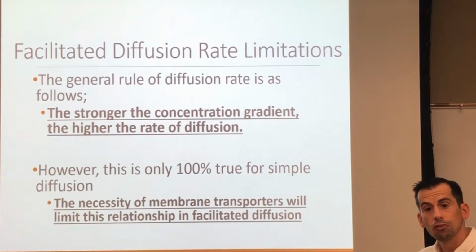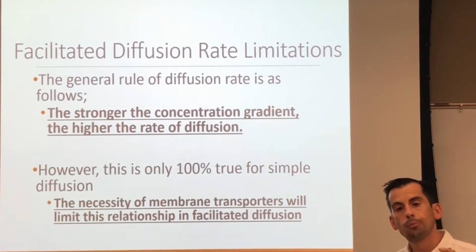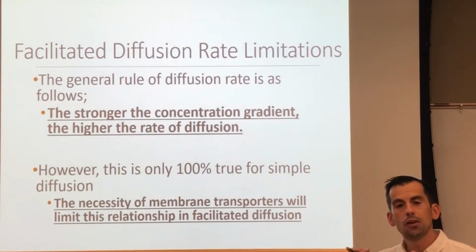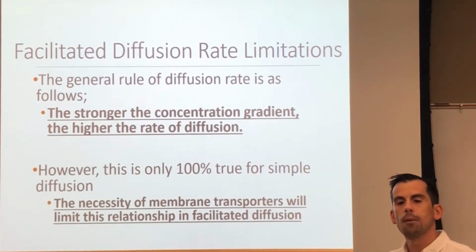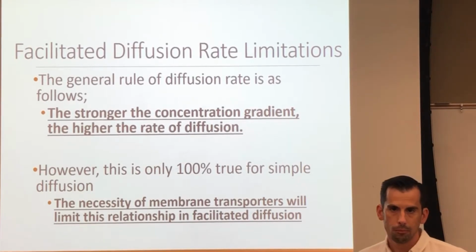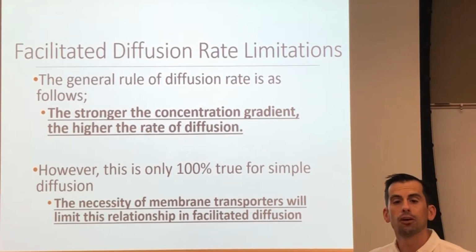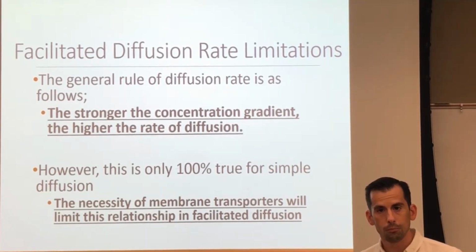However, facilitated diffusion only works under that principle up to a certain degree. Even in cases where we have a very, very strong concentration gradient, the proteins that move those solutes, the facilitated transporters, have a maximum rate at which they can work. So you get a rate-limiting step, not because of the concentration gradient, but because of the actions of the proteins necessary to move those solutes across.